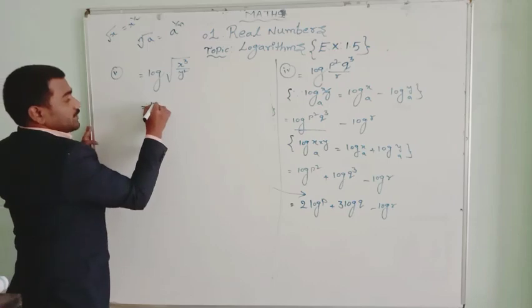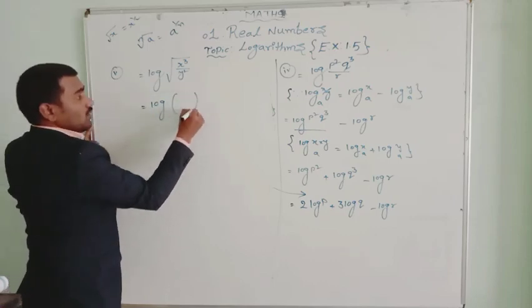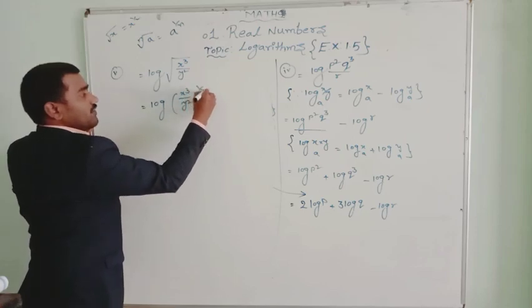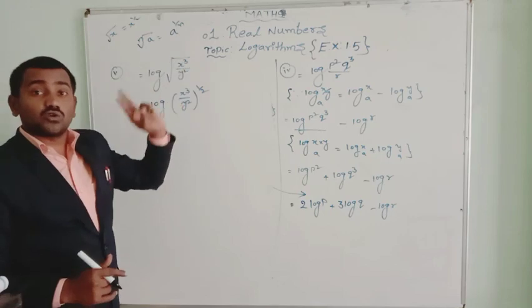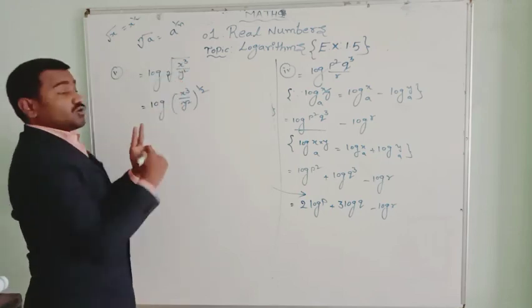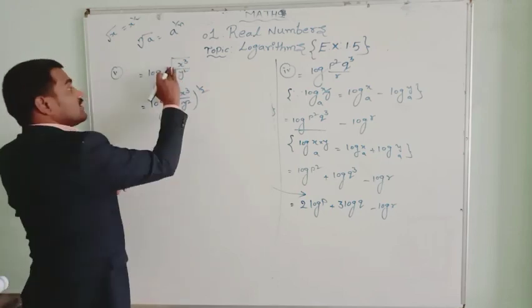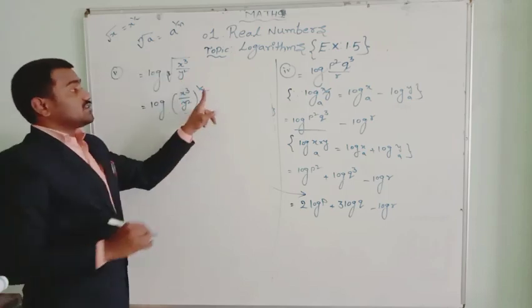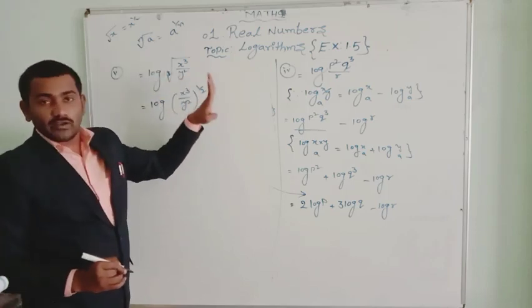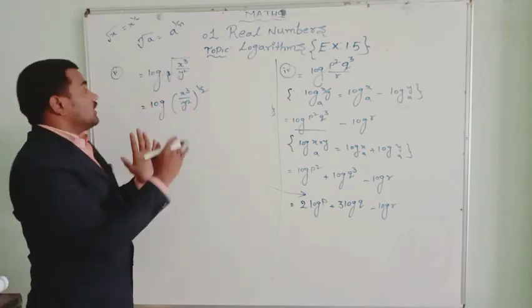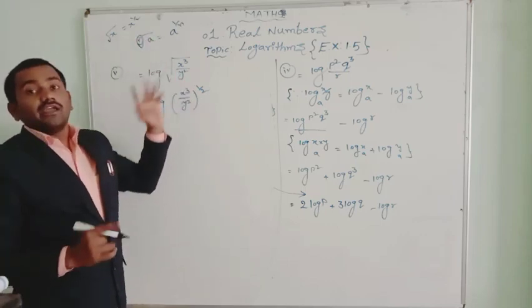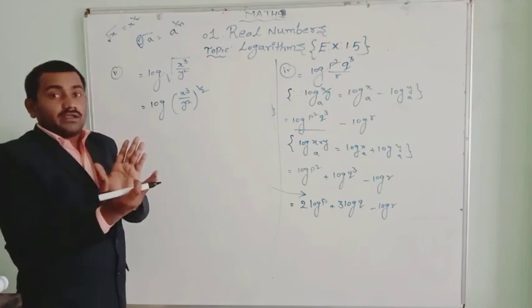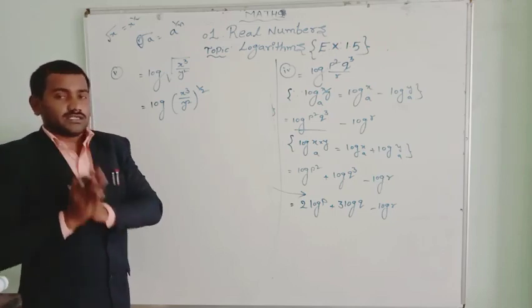Let us change it. Log of x cube by y square all to the power of 1 by 2. It is a square root, so we get 1 by 2. Square root will give us 1 by 2. If it is a cube root, it will give us 1 by 3. Fourth root 1 by 4. Fifth root 1 by 5. So this depends on what the n value is. N value is always greater than 1. That is what we have learned.